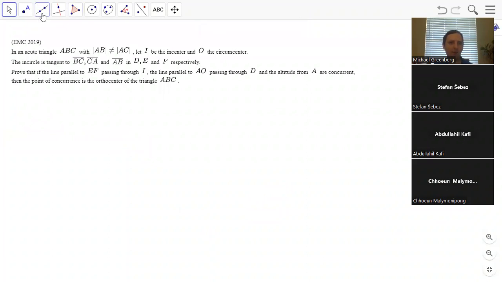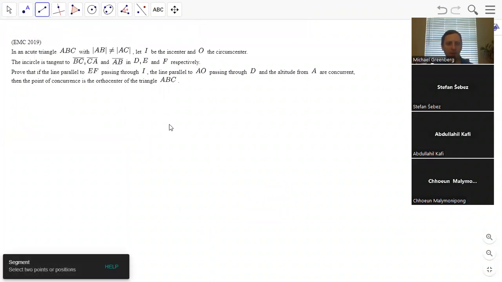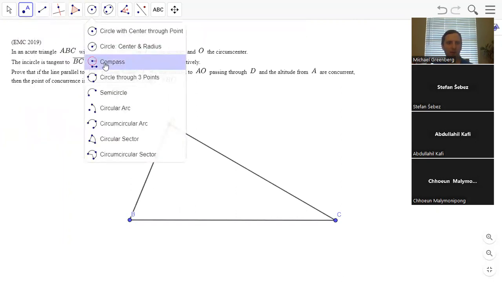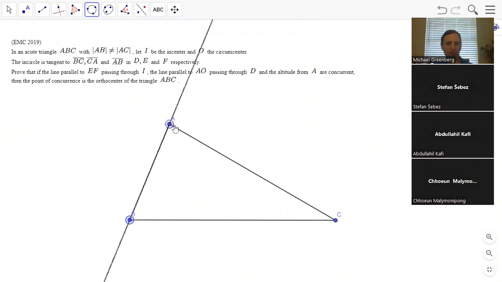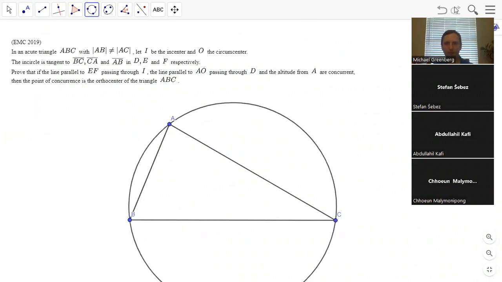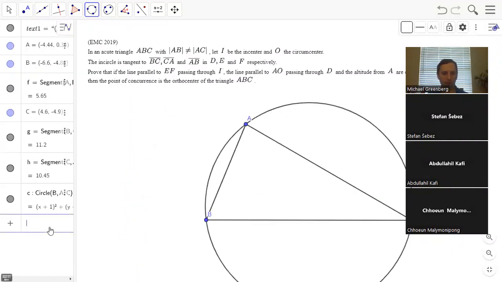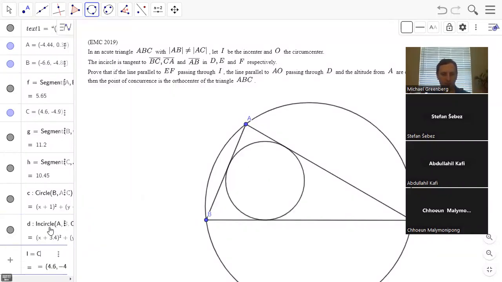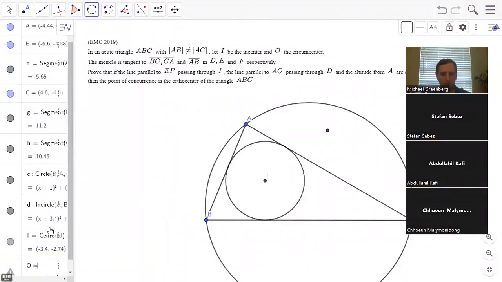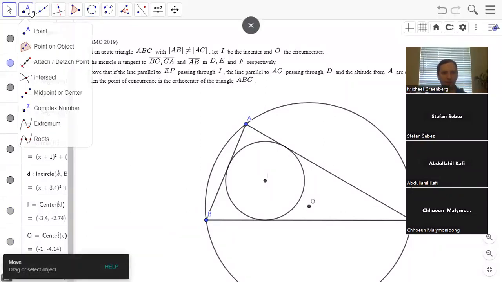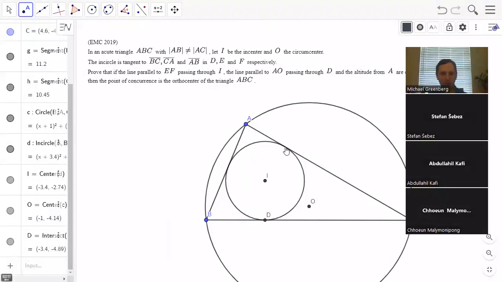So this is like a conditional problem. I think I might have done something similar to this actually really recently. So it has the incenter and the circumcenter. Yeah, I think that last problem was probably like a junior problem. So draw D and F.